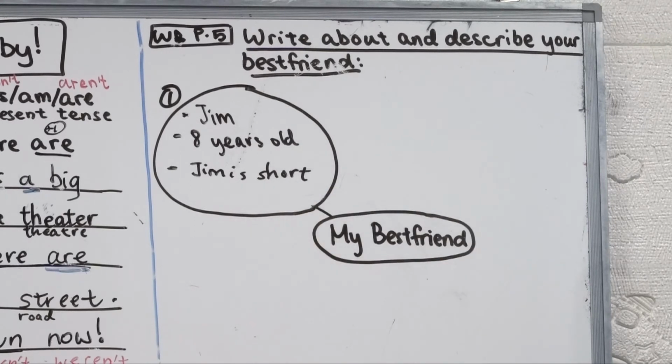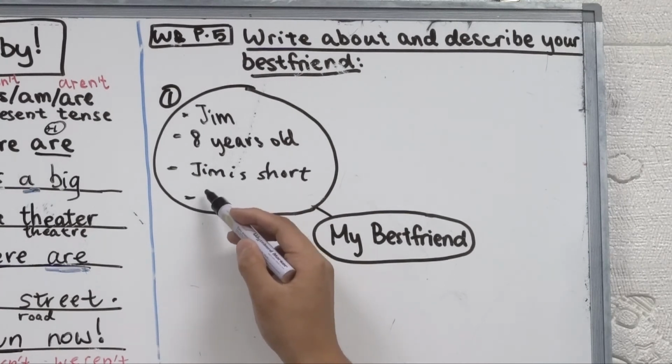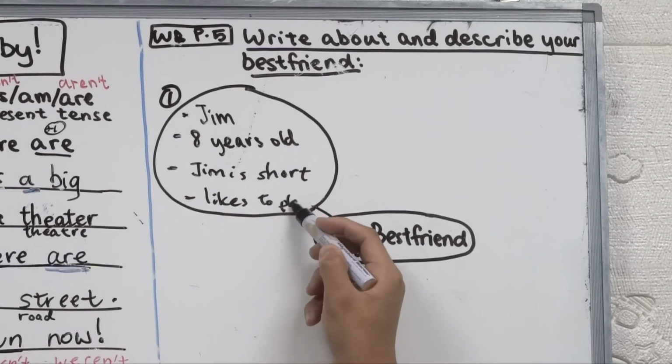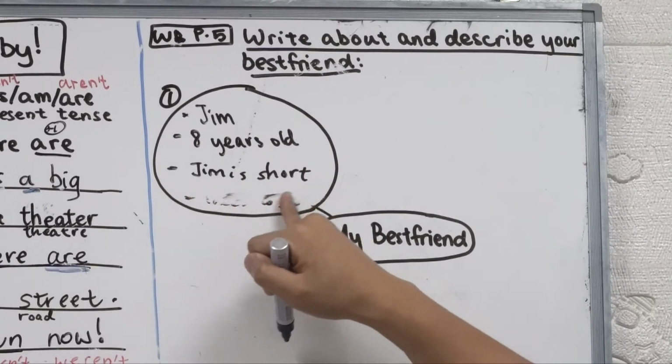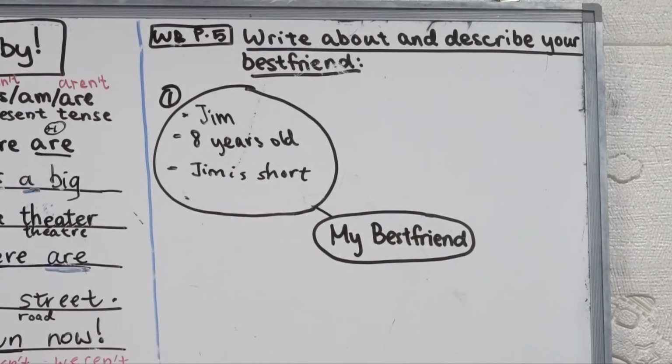Okay? And Jim, what does he like to do? Jim likes to play basketball. Or maybe just this one, okay? Maybe we can just talk about how Jim looks. My best friend is Jim. He's 8 years old and he is short.